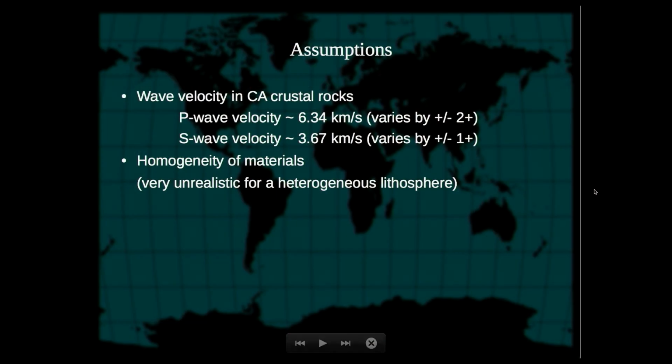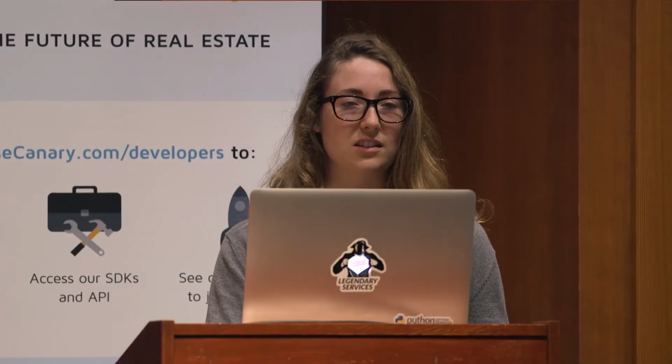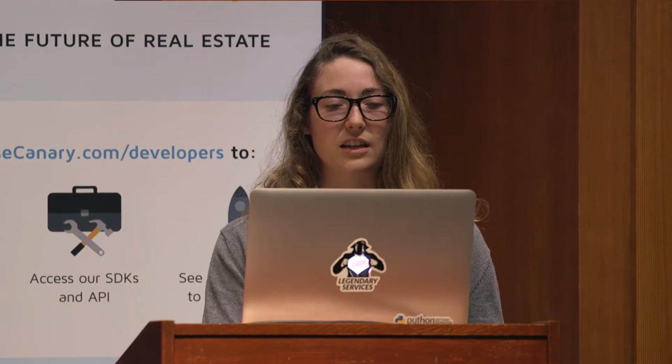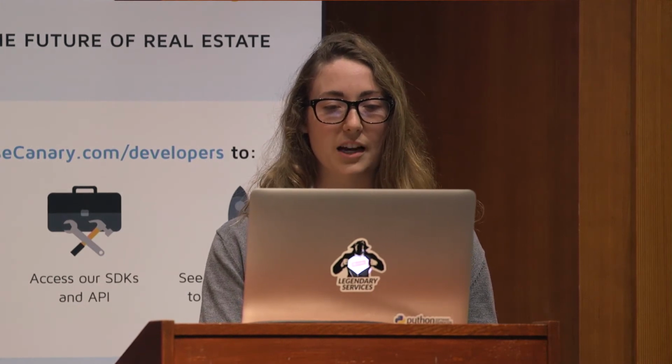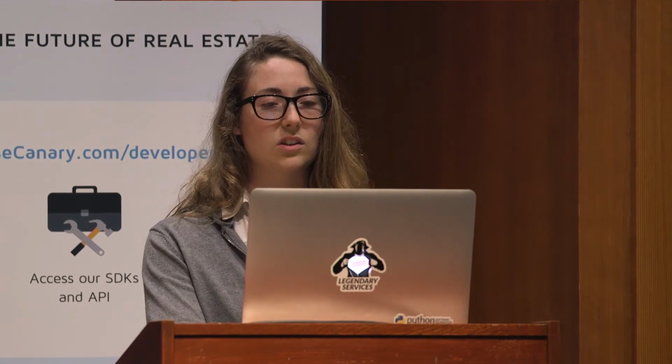So I just have to list that there are a few assumptions made in the calculations that make them imperfect. You have to assume an average wave velocity of the P and S waves through the Earth's crust and assume homogeneity of the Earth's crust, which is not really realistic. There's actually a lot of materials that those waves can deflect off of, and so it's not always perfect. But I ended up deciding to focus on California crustal rocks and looked at these wave velocities as an average.